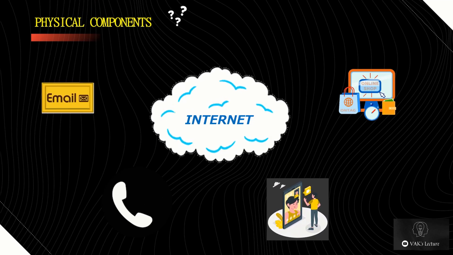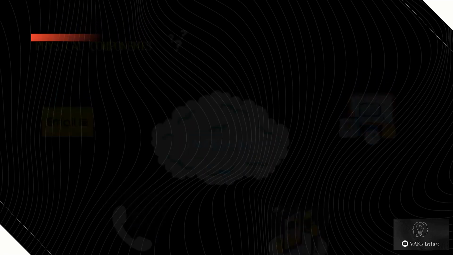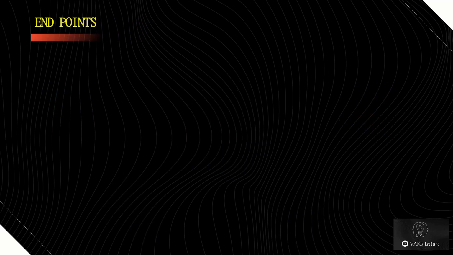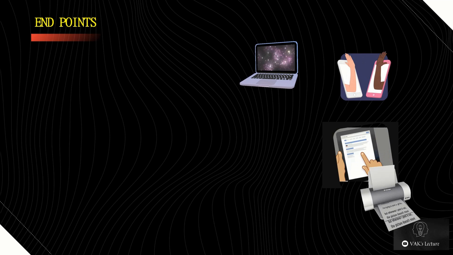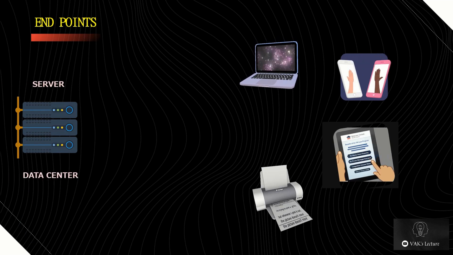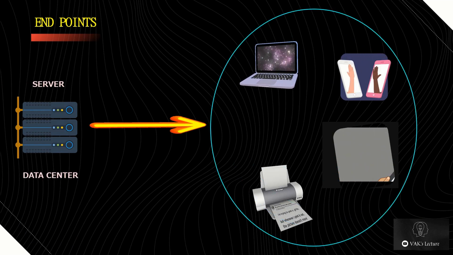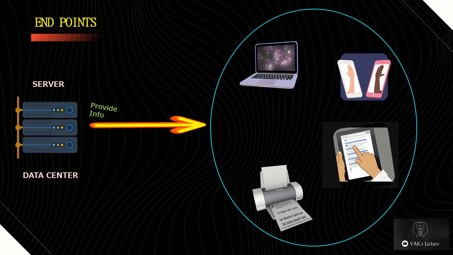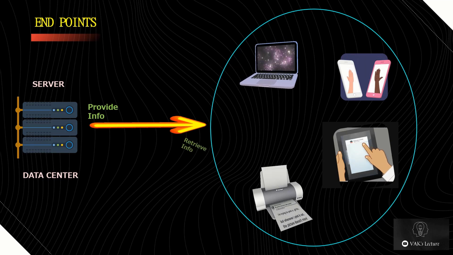The physical components that you will find in a typical computer network include endpoints. What are called endpoints? Endpoints include personal computers, phones, tablets, printers, servers or any other device that users use. Servers are the data centers used to store data that can be shared with other devices. That is, servers provide information while other devices retrieve information. So, endpoints can either retrieve or provide the information.